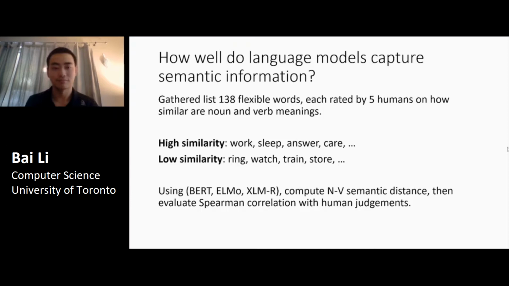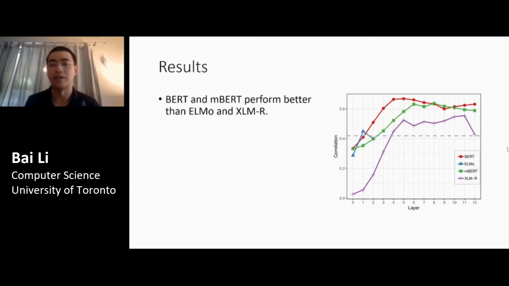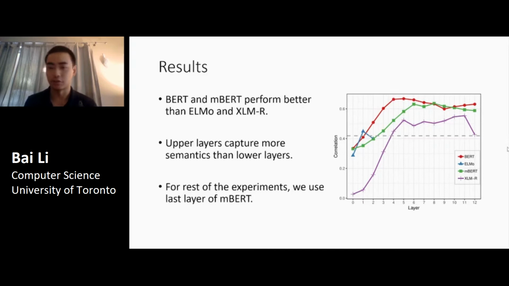And the result is that BERT and mBERT perform the best compared to ELMo and XLM-R. And we find that the upper layers contain more semantic information than the lower layers. So the correlation gradually increases up until layer 5 or so, and then it plateaus. So for the rest of the experiments, we're going to use the last layer of mBERT. So that's the green line.